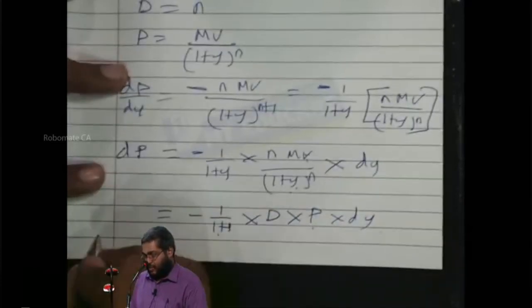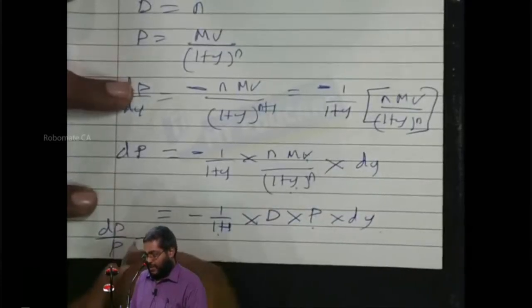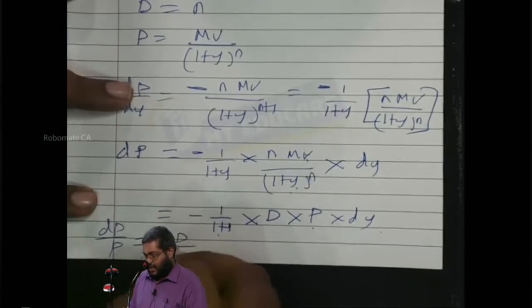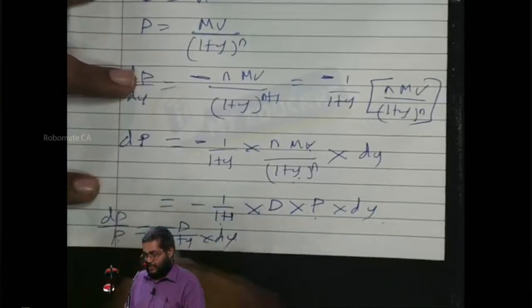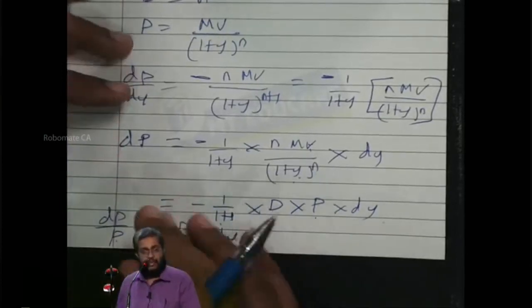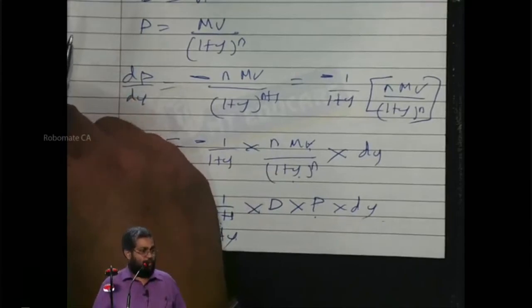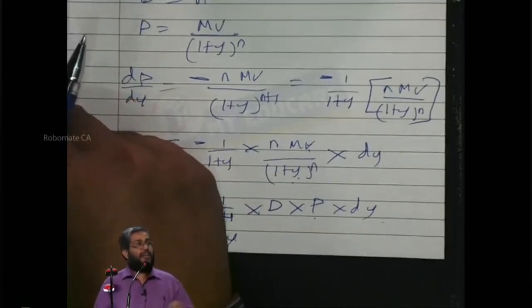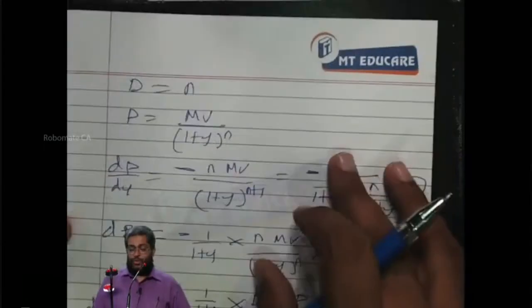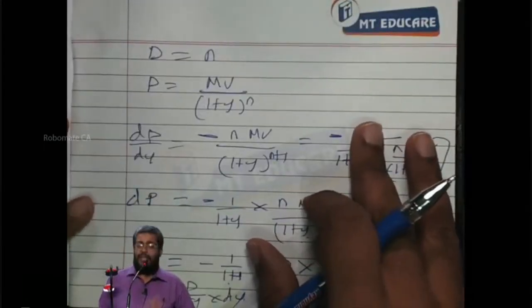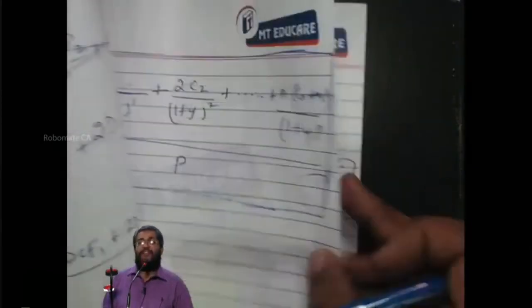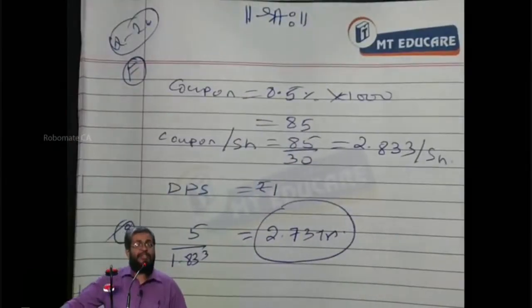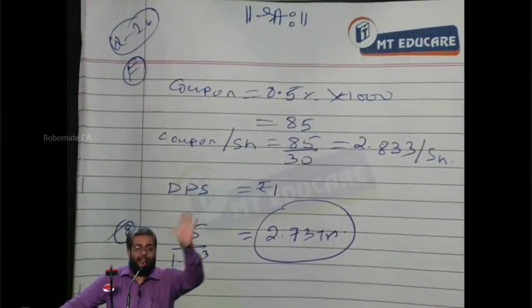I bring the price to this side. What I get is dP by P is equal to minus D by (1 plus y) into dy. For the change in yield, the price changes by minus D by (1 plus y) times dy, which is the volatility of a zero coupon bond. Everybody following on with this, we understood the concept of volatility. No need to copy the derivation. I'll give you in the printed sheet in the next class. To put it simply, what I wanted to convey is the volatility is nothing but the first derivative of the bond value.